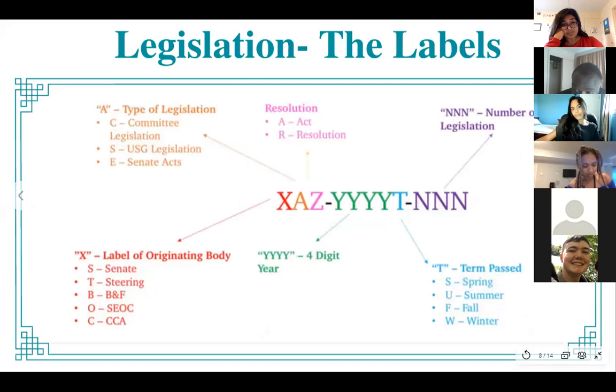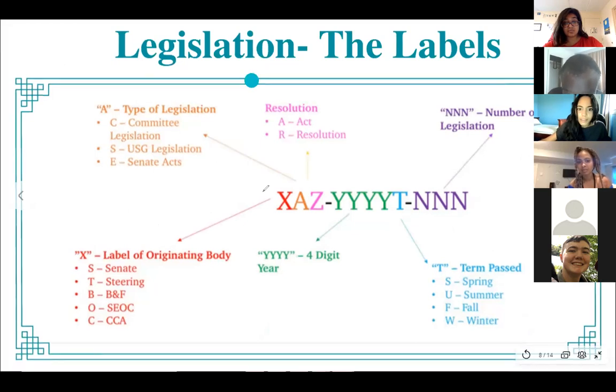So these are the labels of legislation. I'm going to try to annotate. Let's see how that goes. Okay. So the red X we have right here is for the label of the originating body or committee. So let's say you are a senator from BNF, then this legislation, instead of X, will have a B.